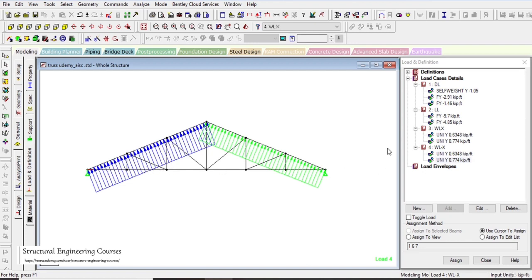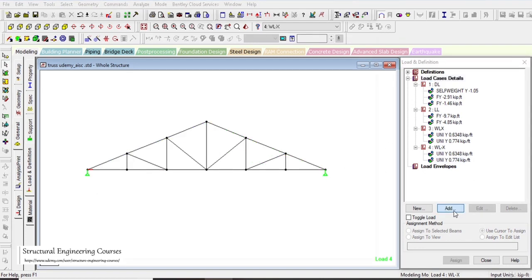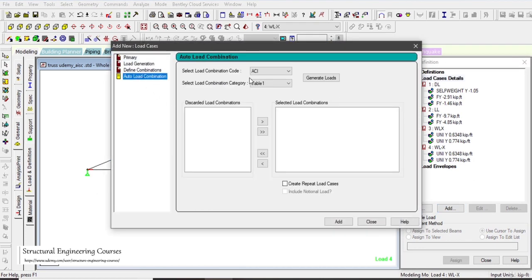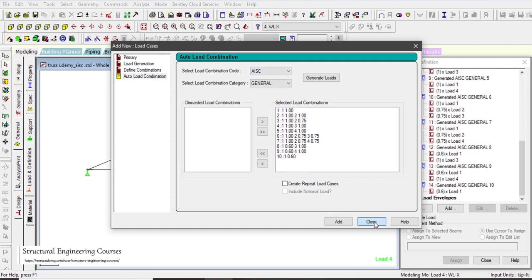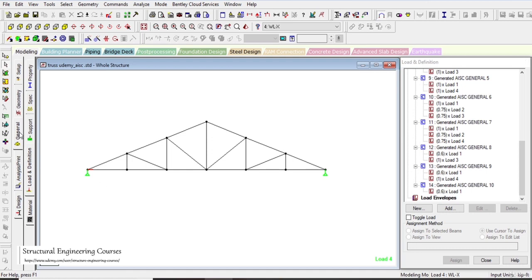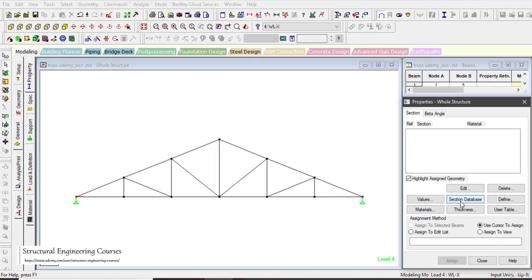So what we can do here, we left click on load case details. We can go to auto load combinations. Here we can enter AISC and general. Left click on generate loading option. So all these are the various types of loading that have been auto generated with the help of this option here. So we can left click on add here, and after that we can go to the property sections.